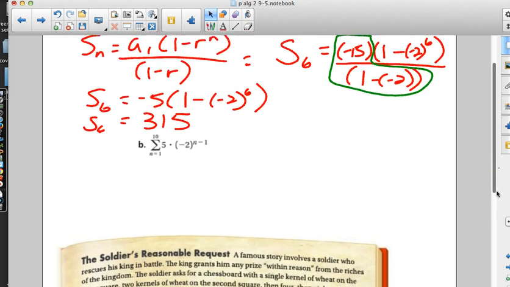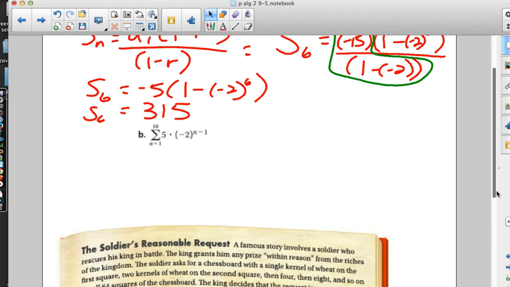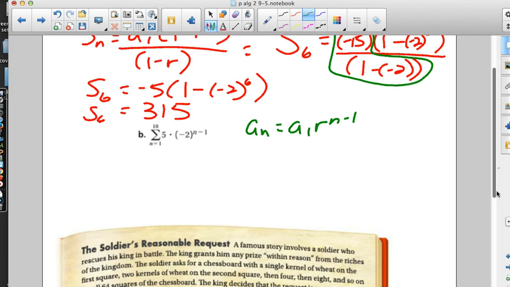Now I look at B, and B says from 1 to 10, find the sum of 5 times negative 2 to the n minus 1. And I realize, well, that's a good thing, because our geometric rule looks like that. That's exactly what this looks like. A number in front times a number raised to the n minus 1 power. That means I can find everything I need right there from that summation. And it does say from 1 to 10. So if it's 1 to 10, that's finite. So I grab my formula.